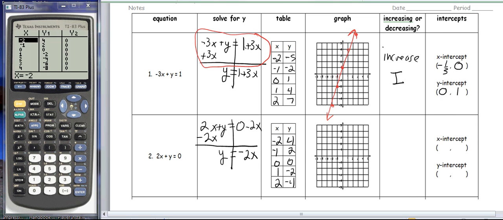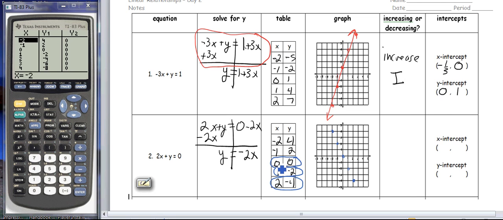Now what I'll do is try to use a different color here, and I'm going to graph that. So I'm going to go to -2, 4. There you go. -1, 2, 0, 0, 1, -2, and 2, -4. So what I've done is I've just taken a pair, 2, -4, 1, -2, 0, 0.